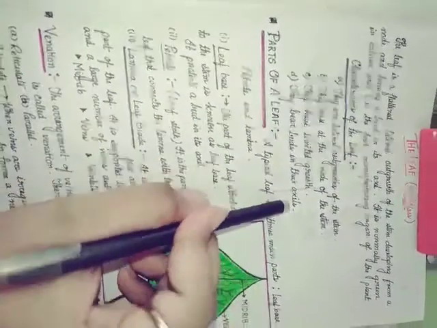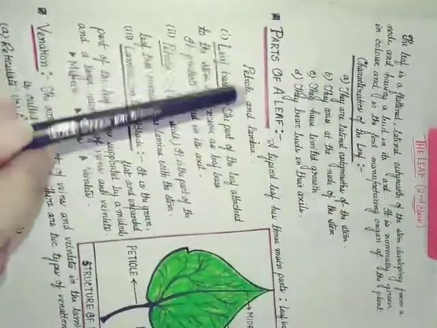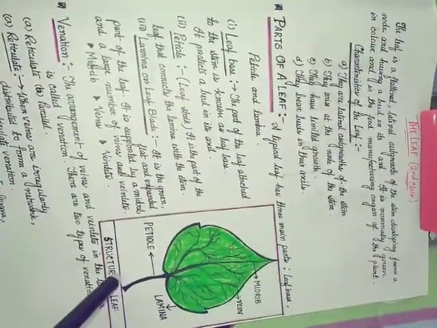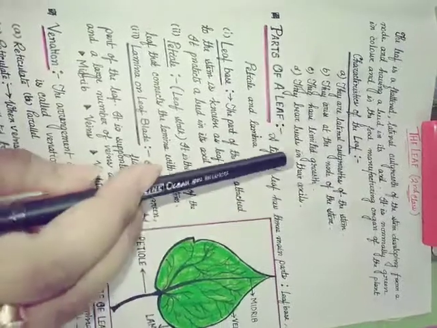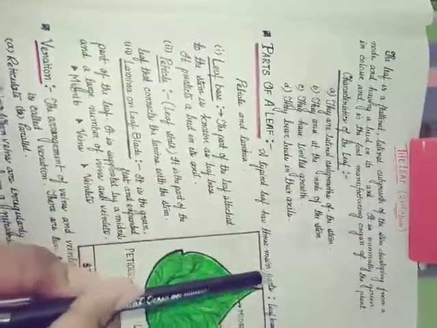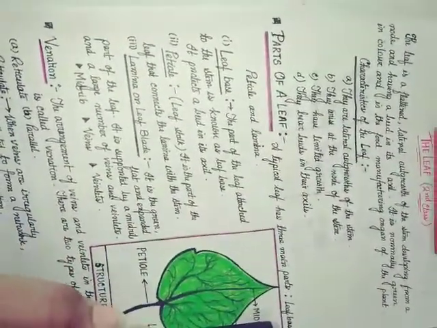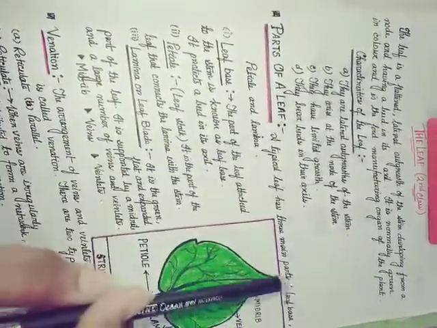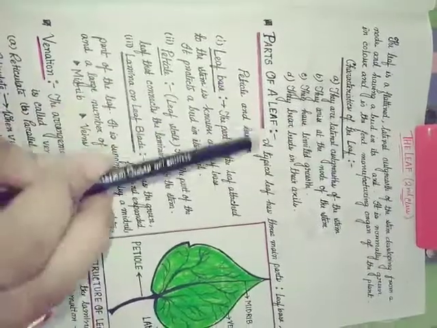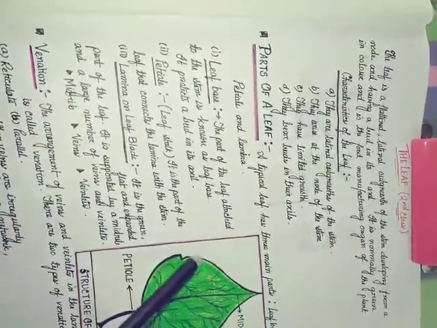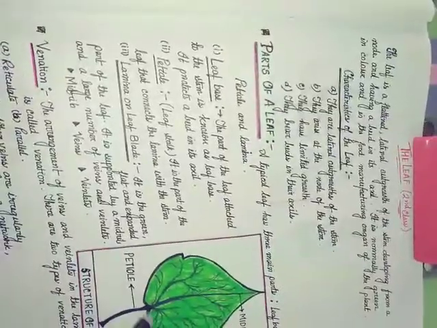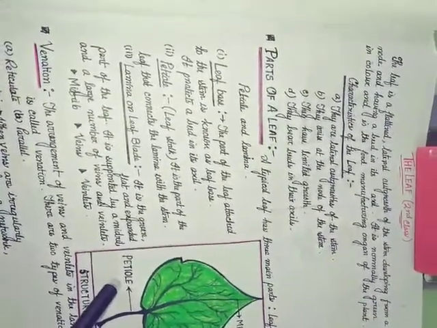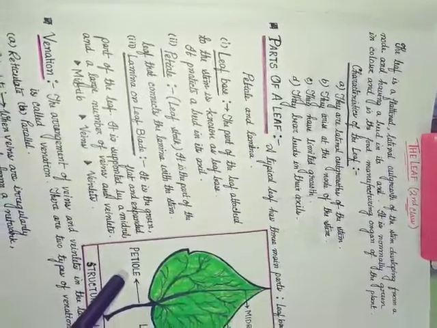Now, what are the parts of a leaf? Here the diagram is given. A typical leaf has three main parts: leaf base, petiole and lamina. Here it is the lamina, the petiole, and the leaf base.